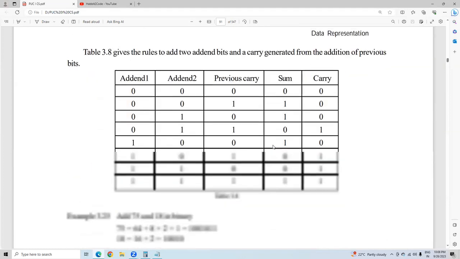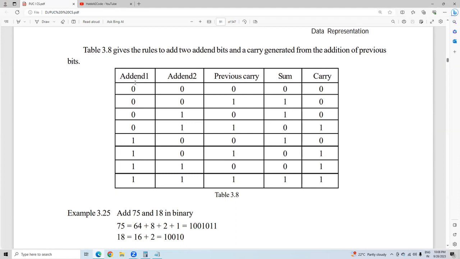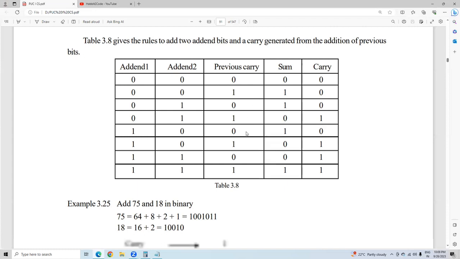Similarly, 3-bit addition, right? So here add first one, add and 2, and the previous carry. First add addend 1 and addend 2, then the previous carry. By adding these two, what previous carry will come, right? So here 0 plus 0 is, previous carry they are saying.